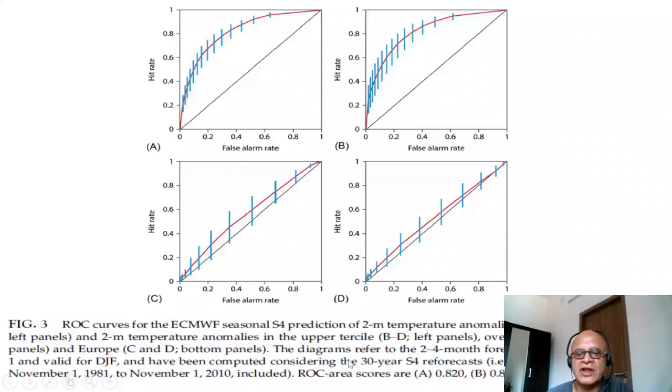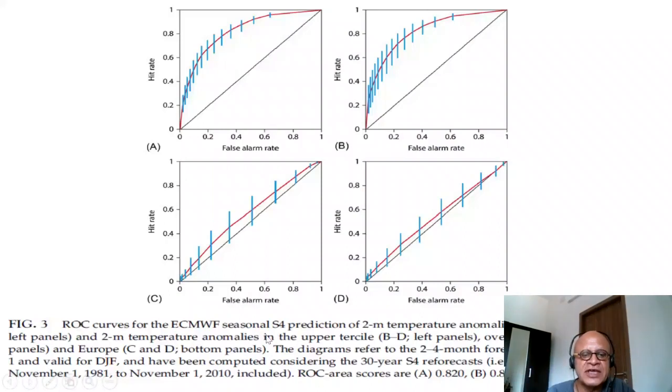Okay, so the diagram refers to the, again, 2 to 4 month forecasts started on November 1 and valid for December, January, February. So you are starting on November 1. It's 2 months for December, so November, December. January will be 3 months, November, December, January, and February will be a 4 month forecast, so November, December, January into February. That's how you think about it.